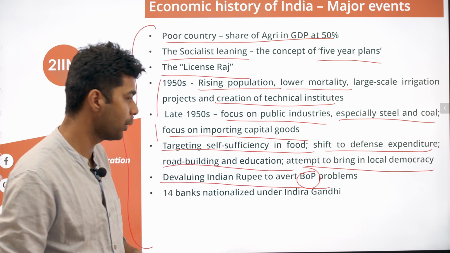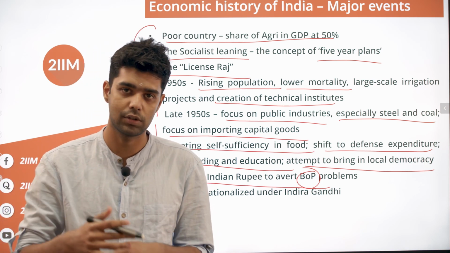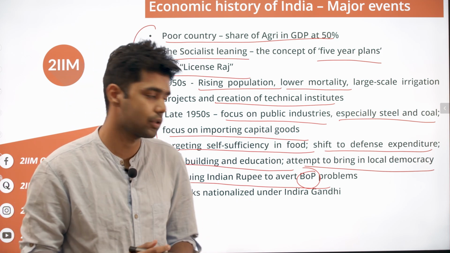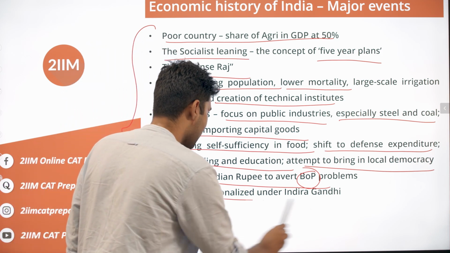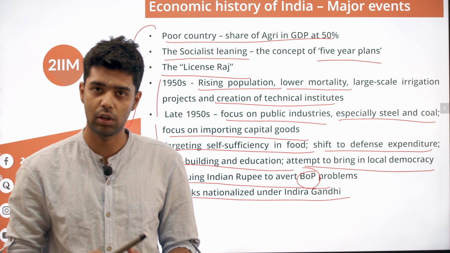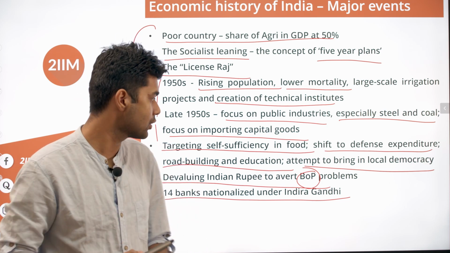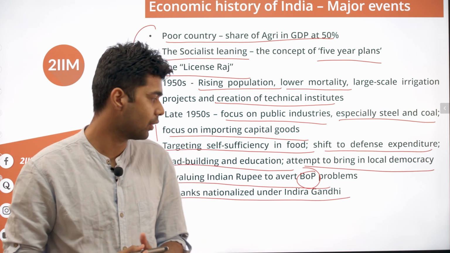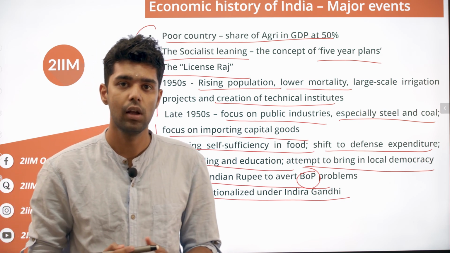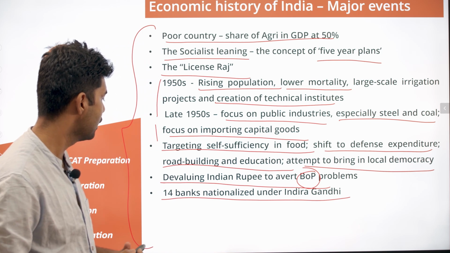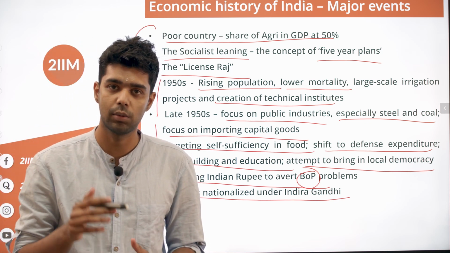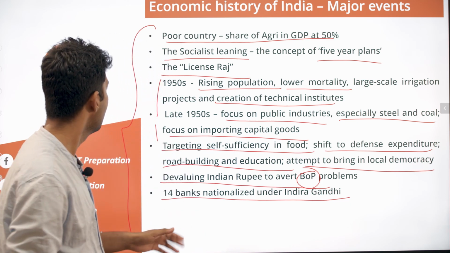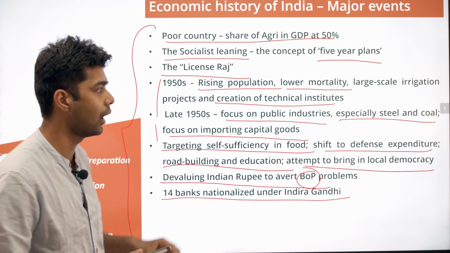So Indian rupee was devalued multiple times in successive stages by the government, so that balance of payment crisis could be averted. Also, 14 banks were nationalized under Indira Gandhi. This was another move aimed at increasing socialism. The central government tried to control every aspect of the financial existence of our country. So these banks were nationalized. The banks were given very clear guidelines about who to give out loans to and what sectors to give loans to and all that. So this was about the socialist era of our country.